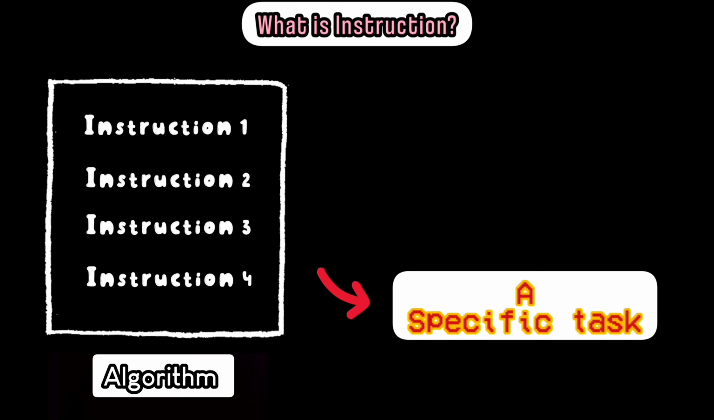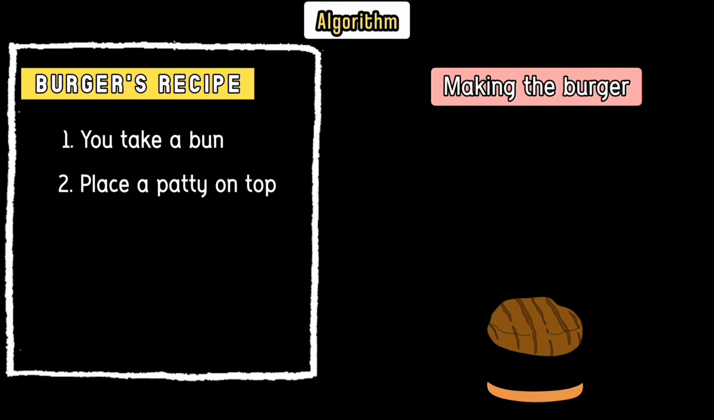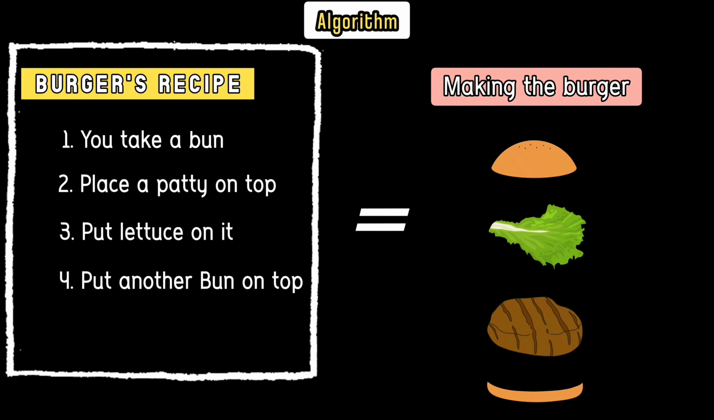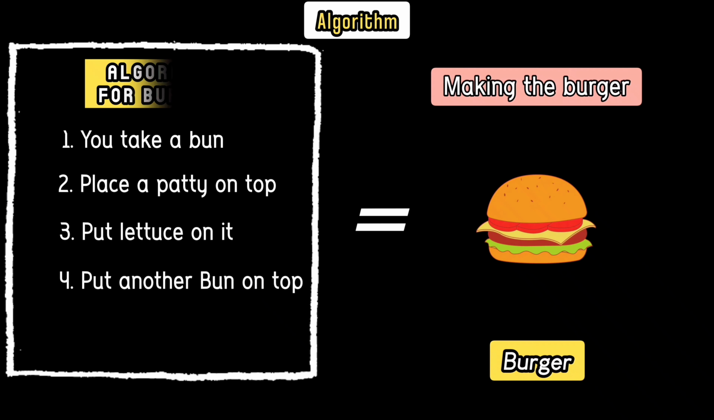Now that we know what an algorithm is, let's learn a bit more about it. Let us see an example of a real-life algorithm. Suppose you want to make a burger. What do you do? First, you take a bun, then you place a patty on top of it, then you put lettuce and some ketchup on it, and finally, you put another bun on top. Your burger's ready. So what you did just now was you performed an algorithm for making burgers. So all of these steps that you performed together is called an algorithm.